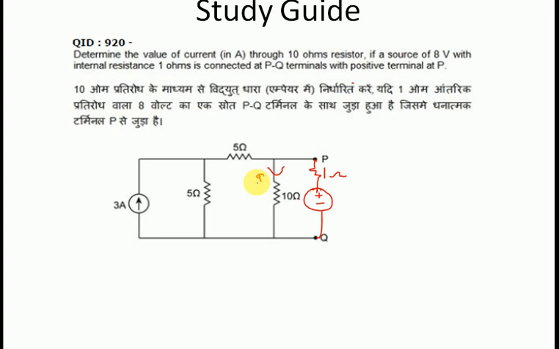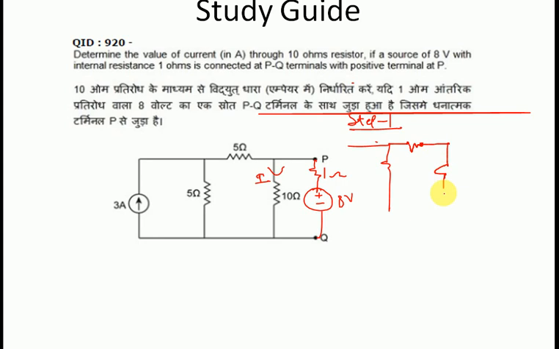Let us suppose this is the current I. Here we want to solve it by the superposition theorem. In the superposition theorem, we have two sources: one voltage source of 8 volt and one current source of 3 ampere. So first let us take the 8 volt source. If I take the 8 volt source first, then what will happen?